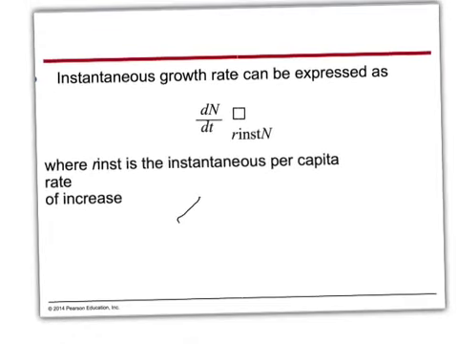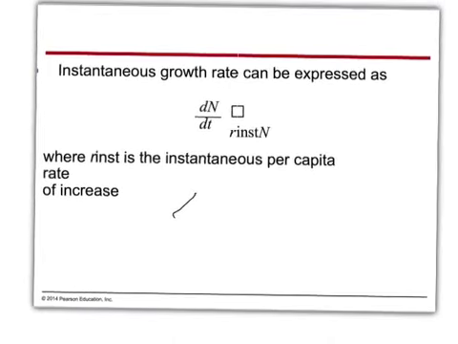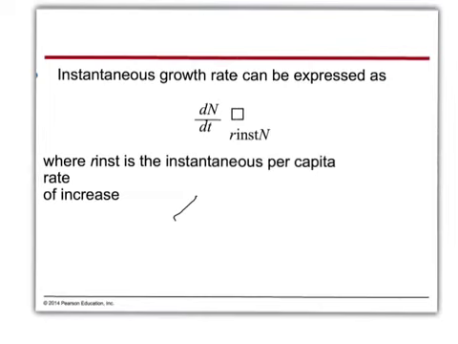Instantaneous growth rate can be expressed as the number of individuals at a specific time. Okay? And R-inst, instantaneous, is the rate that's happening at that time. So we talk about the rate over an extended period of time, or as an average over 10 years. Or we can look at it at a specific, short time interval.